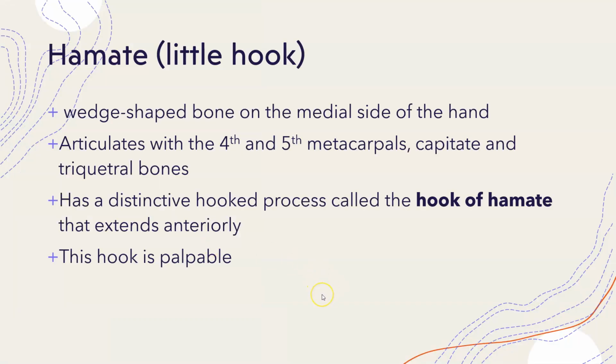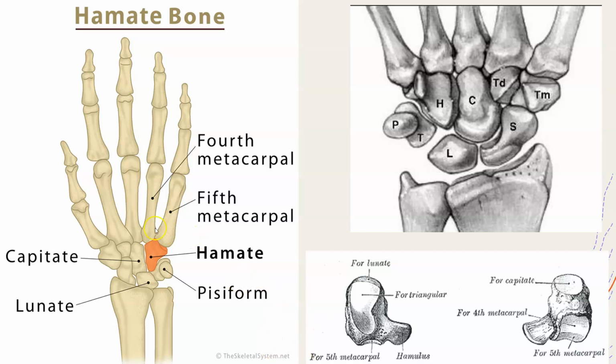Our next bone is called hamate because on the anterior surface of this bone, there's actually a tiny little hook. Hence the reason for its name. Again, it's a wedge-shaped bone on the medial side of the hand, so right near the little finger. It articulates with the 4th and 5th metacarpals, the capitate, and the triquetral bones. So here we can see it articulating with the 4th and the 5th metacarpals, and the capitate laterally. Okay?